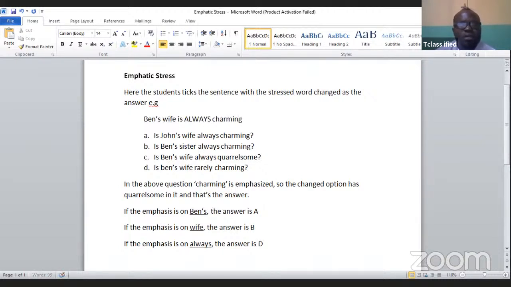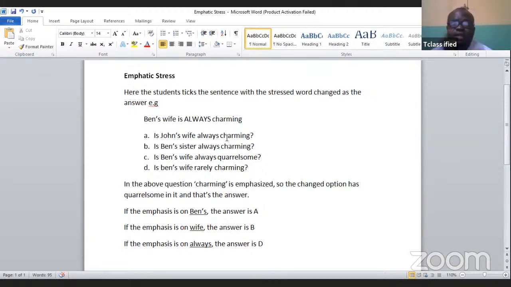Always. Okay. So we have Ben's wife is always charming, and the stress word is always. What do you think should be the answer for this? So you can check through the options and see where always, which is the stress word, has been changed. So here we still have always, John's wife always charming.